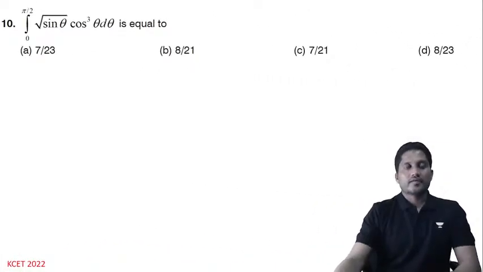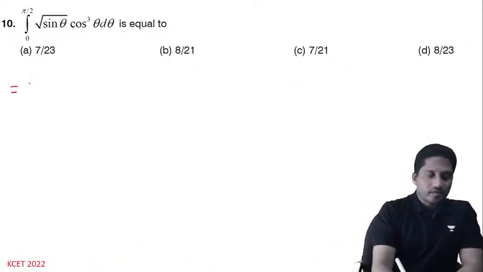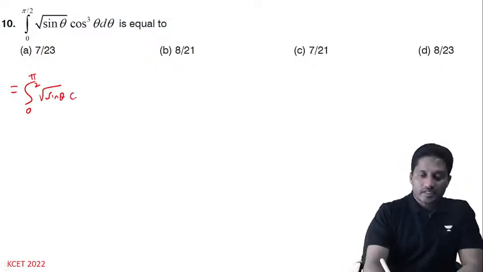Question number 10. Integral from 0 to pi by 2 of root of sine theta times cos cube theta. Cos cube theta can be written as cos into cos square, right?